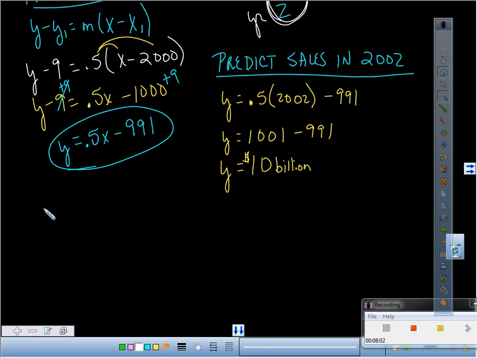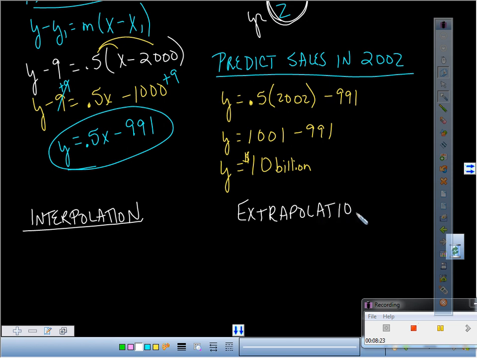Two words. Brand new words. Interpolation and extrapolation. You've heard those if you were in my class last year. We talked about these two words. Okay? I'm impressed that y'all remember them. Interpolation and extrapolation. We want to know what the difference between these two things is.